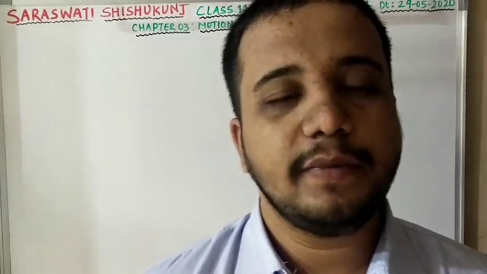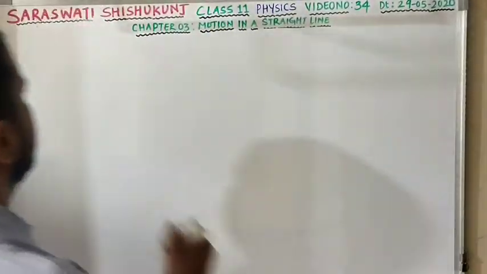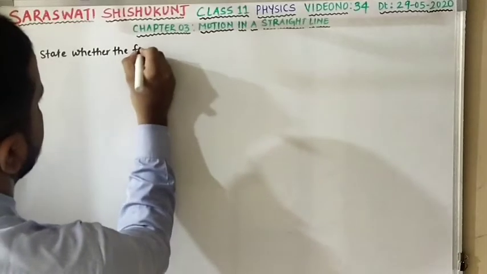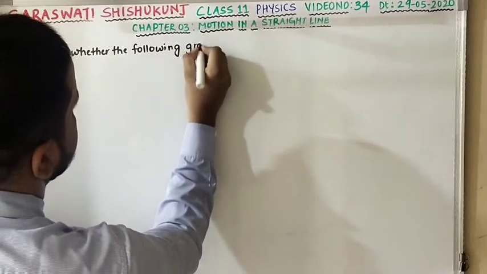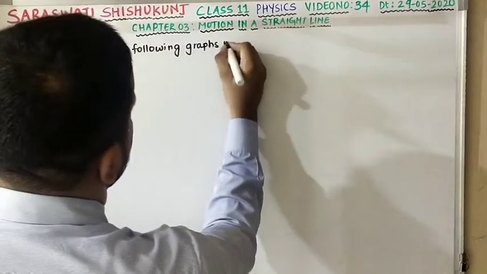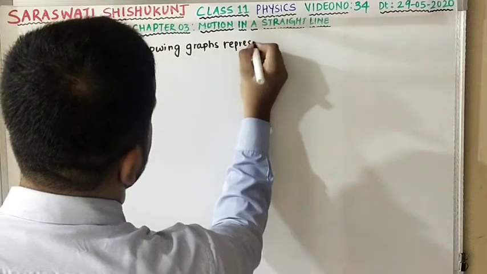Today the very first example we are going to study is: state whether the following graphs represent one-dimensional motion.